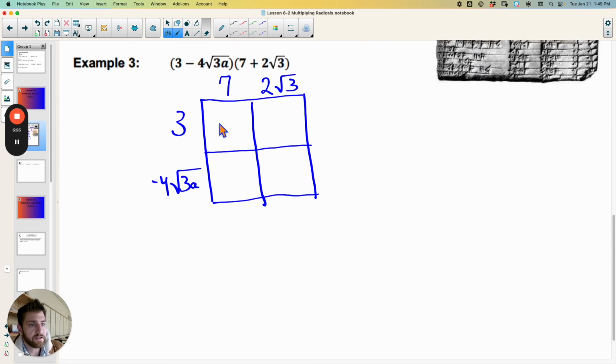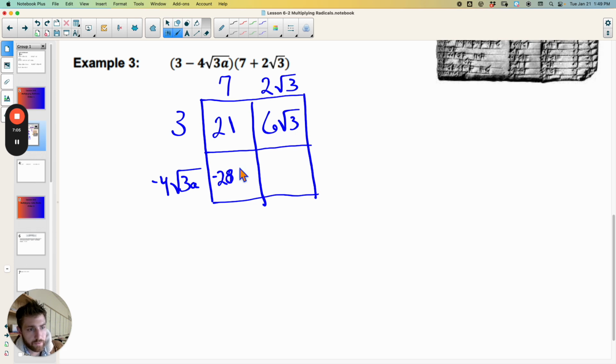So 3 times 7 is 21. 3 times 2 on the root of 3. So think of this as like the 3 on the root of nothing, or 3 on the root of 1. Okay, we don't write it like that, but there's an invisible root of 1 there. You can think of that, and you would multiply 3 times 2, which would be 6, and then 1 times 3, which will give you the root of 3 here. But I'm going to rewrite this and not have the root of 1 there. So just think of it as 3 times 2, which is 6, and then bring down the root of 3. 7 times negative 4 is negative 28.